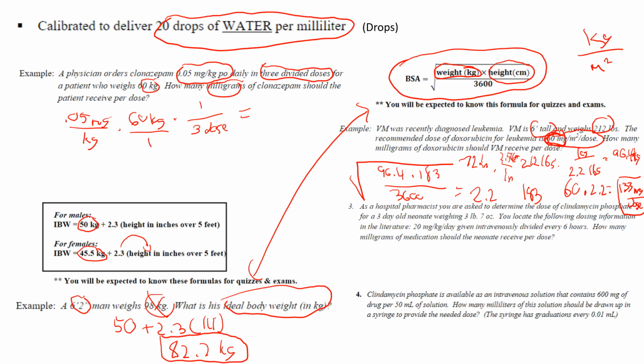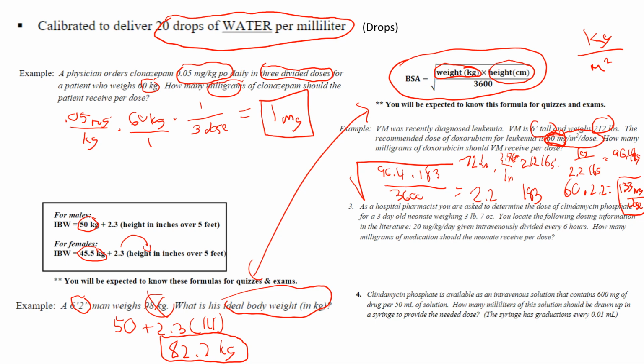And if we stopped right here, this would be 3 milligrams. That's how many they should receive per day. But since we want to know how many they should receive per dose, and we know they get 3 equal doses in a day, 3 divided by 3 is just 1. So their dose is 1 milligram. Problem works out very nicely.